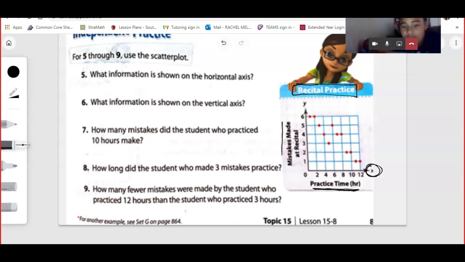Okay. So basically what they're trying to do is see, is there a relationship between the amount of time you practice and the mistakes that you make at the recital, which is like your performance. So when you're looking at that scatter plot, do you think that there's an increasing, decreasing, or no trend? What do you think? Decreasing. Okay, Araya says decreasing.